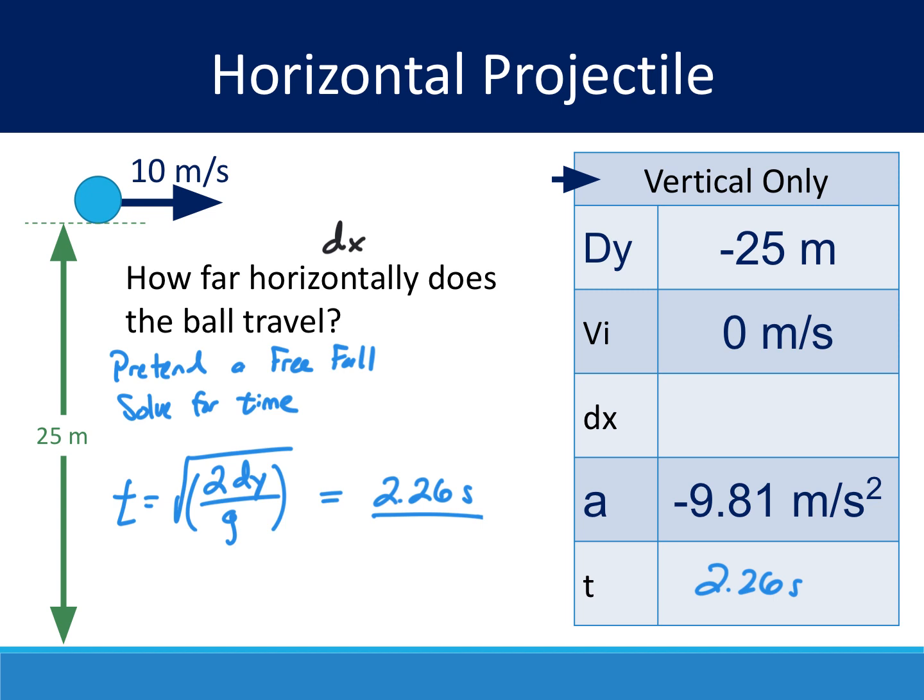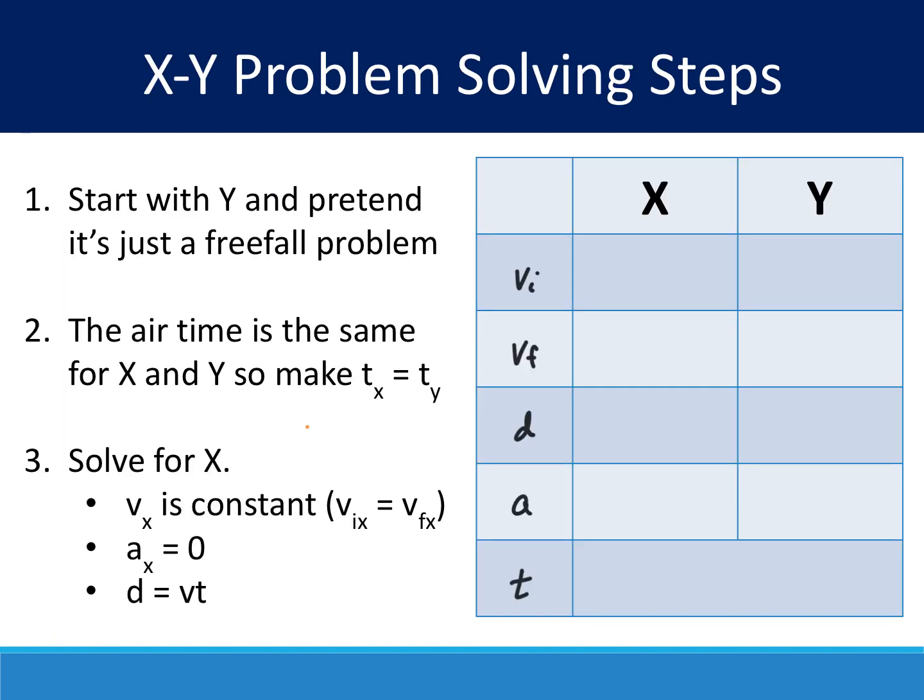Our next slide, we'll combine that horizontal, but this is key. We need to know this time. It's a bridge between the horizontal and the vertical. All right, great. Now we can tackle the idea that there is a velocity in the x direction of 10 meters per second. It's the same as the initial and the final because there's no acceleration, and the time it takes for that to happen is 2.26 seconds because that's the same in both x and y.